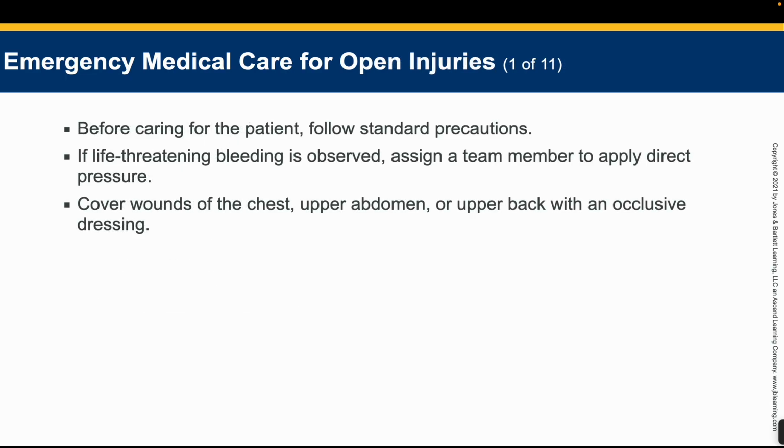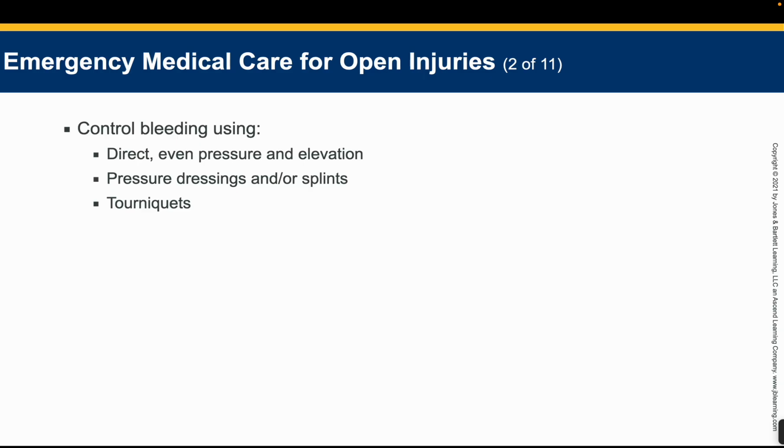When managing open injuries, start with the basics. Standard precautions. Protect yourself first so you can safely care for your patient. If you identify life-threatening bleeding, that needs to be addressed immediately. Apply direct pressure, and if you're working with a team, delegate that task so it's handled right away. Also, pay close attention to wounds involving the chest, upper abdomen, or upper back. These areas raise concern for injuries that can affect breathing, so they should be covered with an occlusive dressing to prevent air from entering. So your priorities here are safety, rapid bleeding control, and recognizing injuries that could impact the airway and breathing.